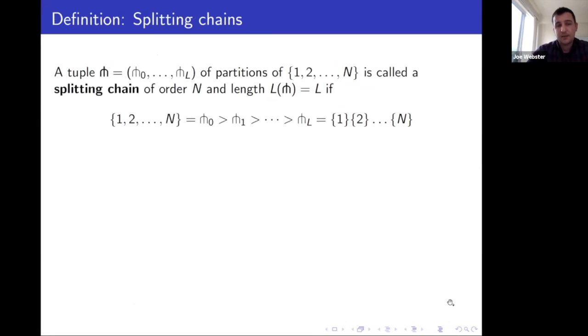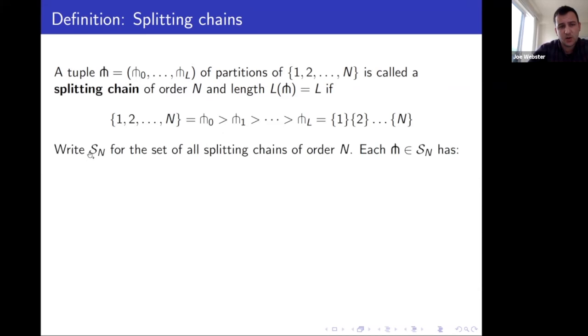Okay, so I have to define what all these pitchforks are. Fortunately, they all work kind of the same. So a tuple of partitions, pitchfork 0 through pitchfork L, that strictly refines, as we have seen in the example, from the trivial partition to the fully refined partition. We're going to call this a splitting chain of order n, if it's partitioning a block 1 through n, and length L if it takes L steps to fully refine. So the sum that we care about is a sum over all splitting chains.